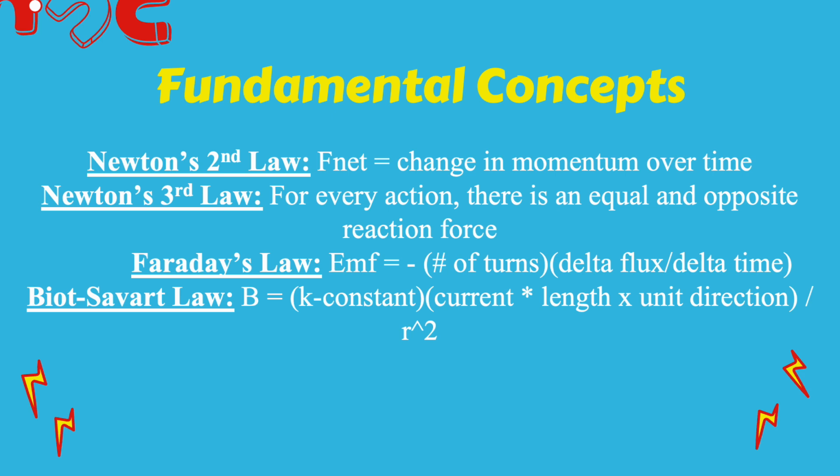New concepts are Faraday's law, which means that EMF, or the electromotive force, is equal to negative N, the number of turns, times delta flux over delta time, which is just a voltage. And then we have the Biot-Savart law, where the magnetic field is equal to the K constant, which is mu naught over 4 pi, times the current times the length of the tube crossed with the unit direction, all over r squared.